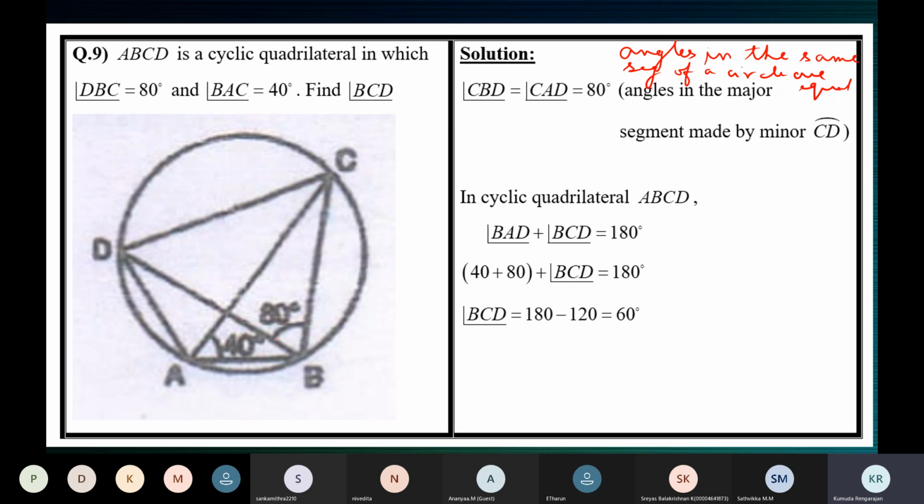So first, we find this angle. This is 80 degrees. So this whole angle is 120 degrees. The opposite angle is 60 degrees, because ABCD is a cyclic quadrilateral, and opposite angles are supplementary.